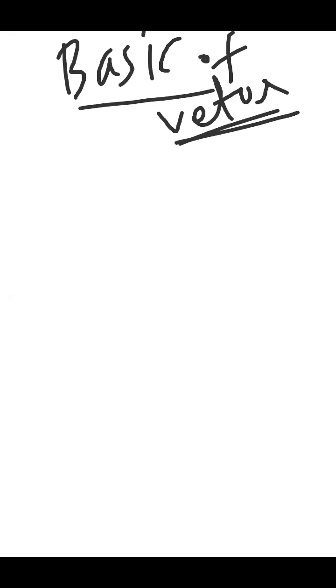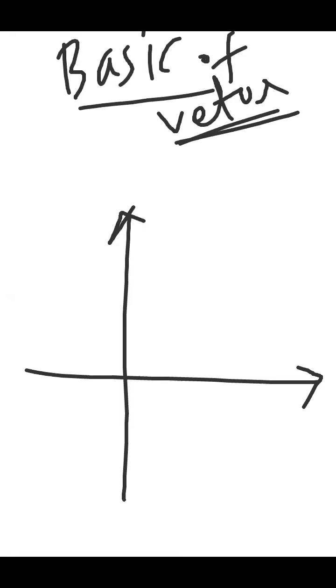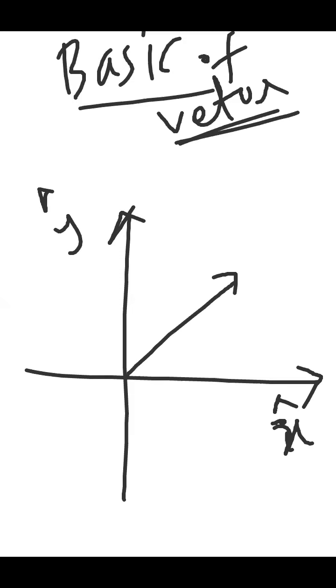Next, basics of vectors. Say this is the axis, this is the axis. These axes can generally be called unit vectors. Say this is x cap, this is y cap. Now I have some vector here, say some vector a cap. What is the projection of this vector on the x plane?